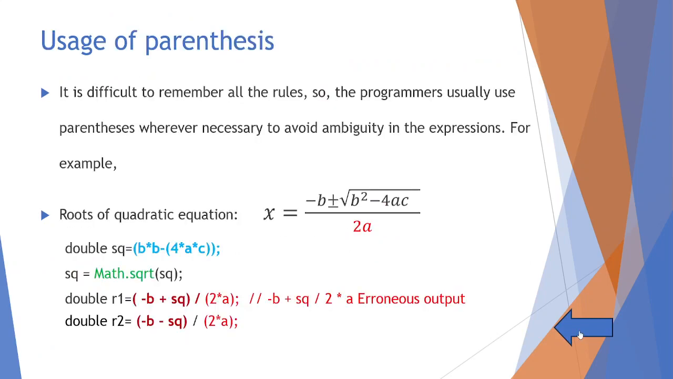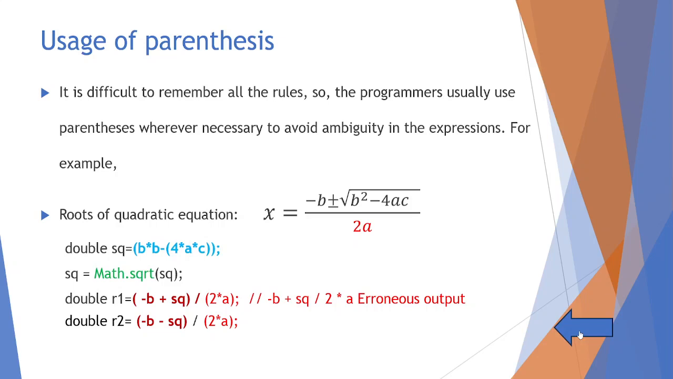Now look at this. It is difficult to remember all these rules because Java is doing so much for us. But still, there might be some ambiguity. For example, see the roots of a quadratic equation. X is equal to minus b plus or minus square root of b square minus 4ac, whole divided by 2a. If it is doing b square minus 4ac, b into b has multiplication, which has higher precedence than minus. So instead of doing all these things, we use parentheses and take some intermediate variables. Double sq is equal to b into b minus 4 into a into c. We have done that, sq has the value. Now, Math.sqrt of sq, the square root of that b square minus 4ac.